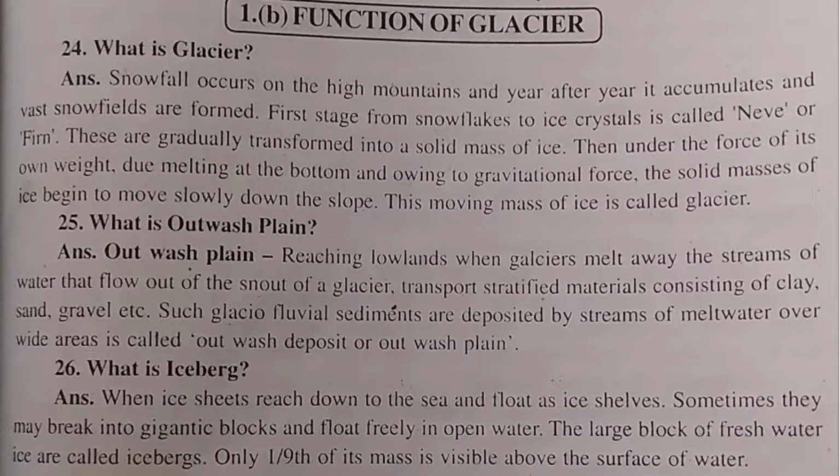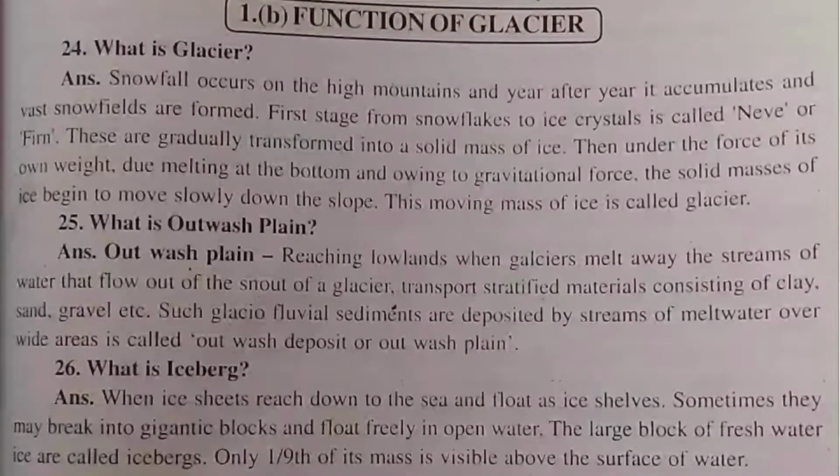Snowfall occurs on the high mountains and year after year it accumulates and vast snowfields are formed. The first stage, from snowflakes to ice crystals, is called névé or firn. These are gradually transformed into a solid mass of ice. Then, under the force of its own weight, due to melting at the bottom and owing to gravitational force, the solid masses of ice begin to move slowly down the slope. This moving mass of ice is called a glacier.